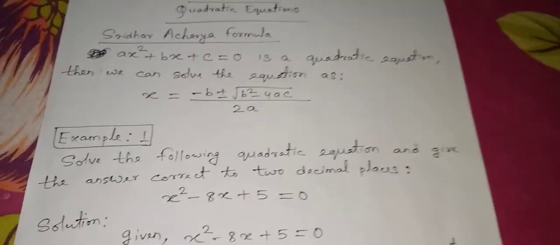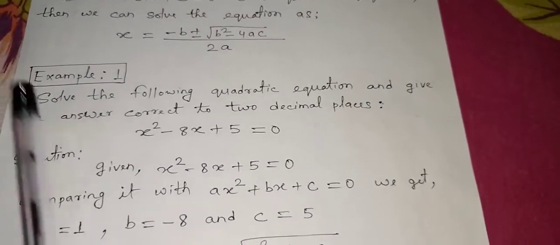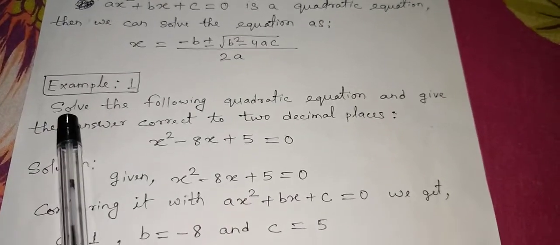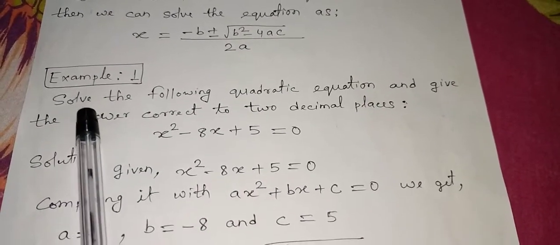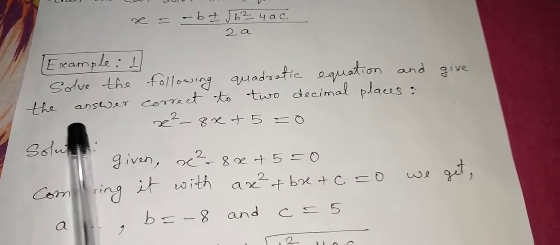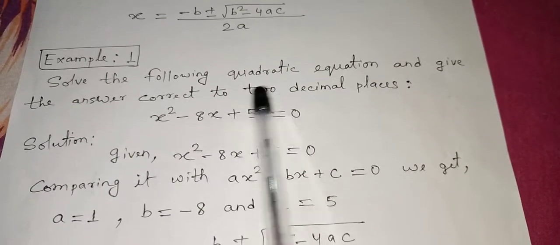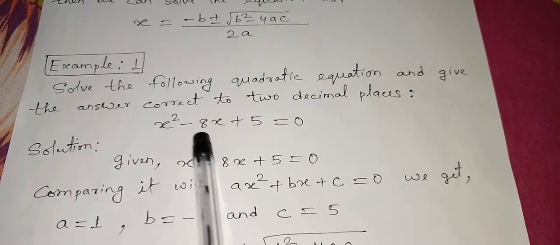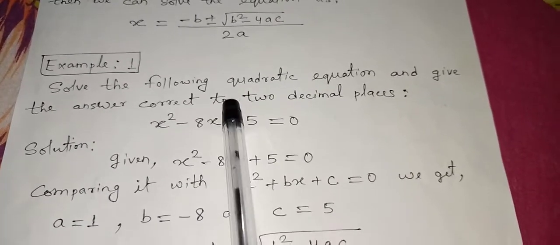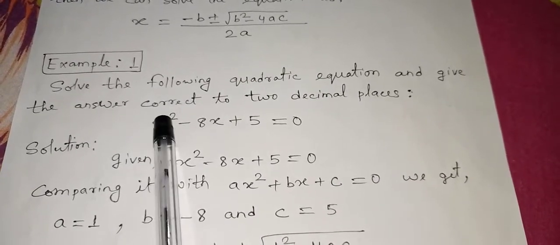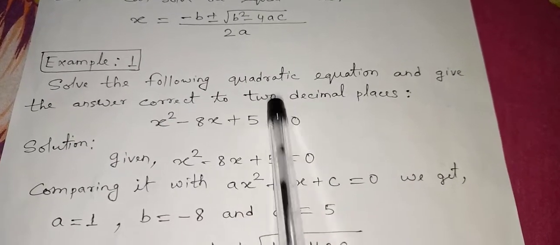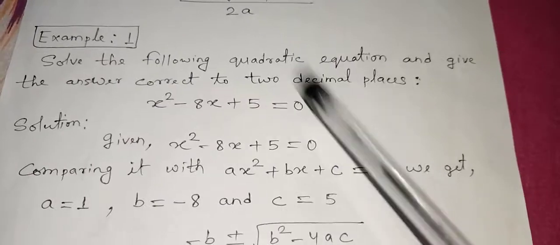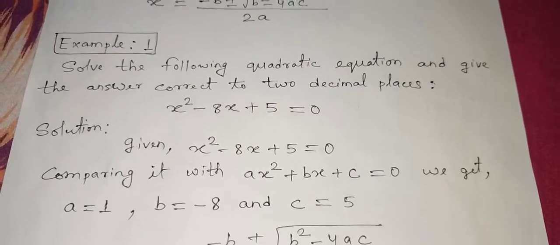So to understand this, I have taken one example. We will try to understand with the help of the example. Solve the following quadratic equation and give the answer correct to 2 decimal places. So you have to solve, meaning find the value of x, and after solving the answer should be correct to 2 decimal places. That means after the decimal there should be 2 numbers.